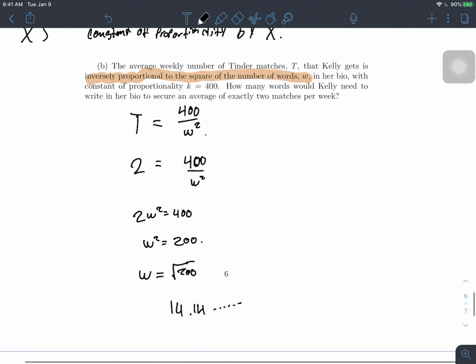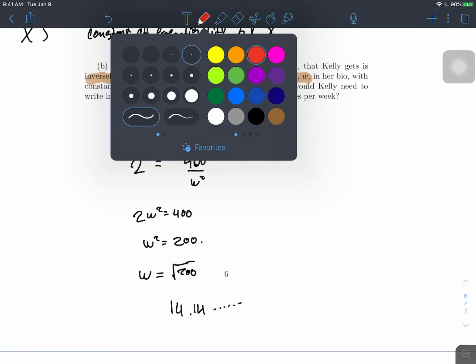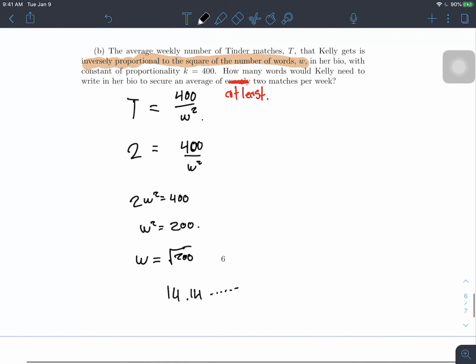So again, man, there's a problem with this problem too. It shouldn't have said exactly 2. It should have said at least 2. My apologies. At least 2 matches per week. And here's where we have to do a little bit of thinking. We know that we can't write 14.14 words in the Tinder bio. So we know we should truncate. We should either write 14 words or we should write 15 words.